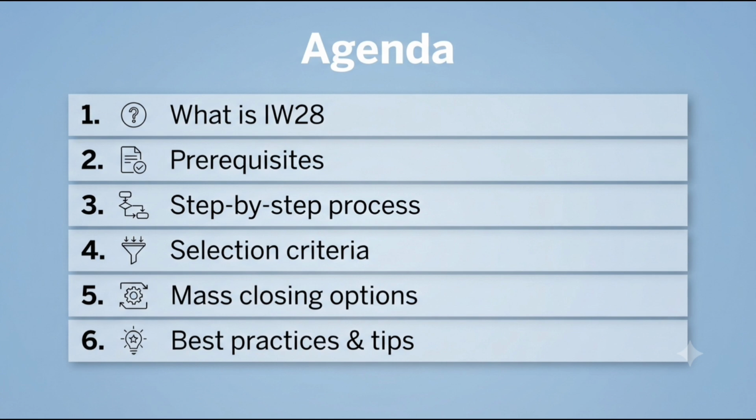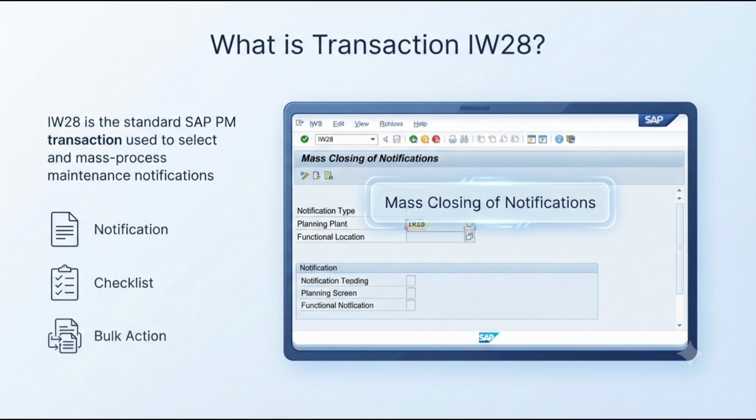Fifth, we will explore the actual mass closing options available on the list screen. Finally, we will share practical best practices and tips that help you avoid common mistakes. By the end of this video, you'll be confident in using IW28 for efficient notification closure in your daily work.